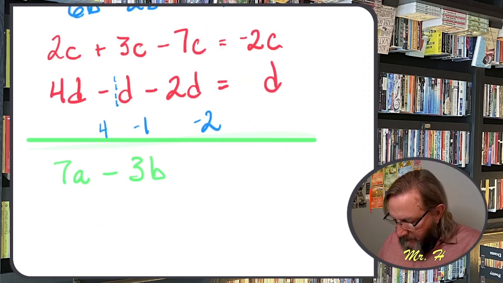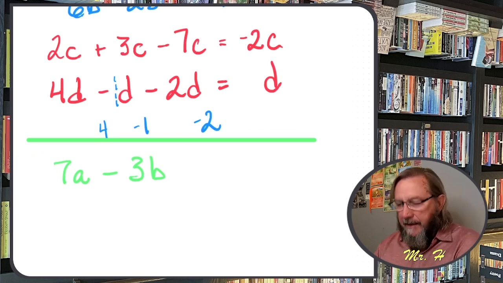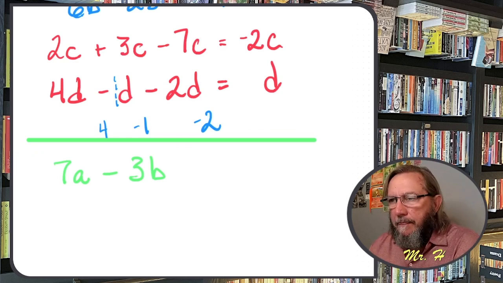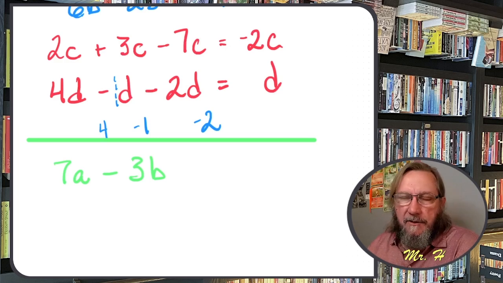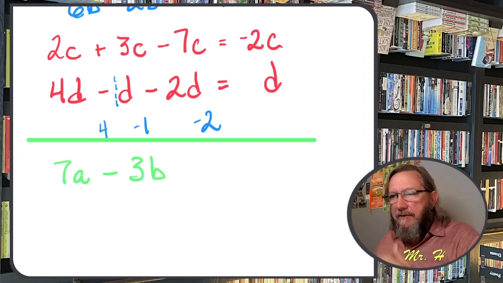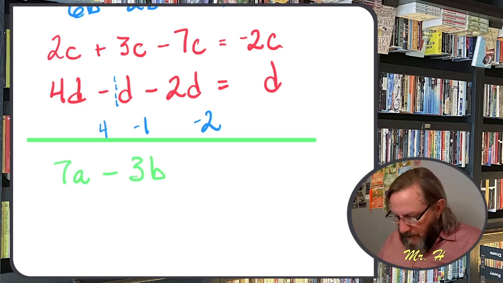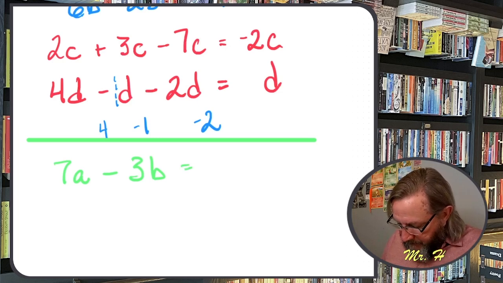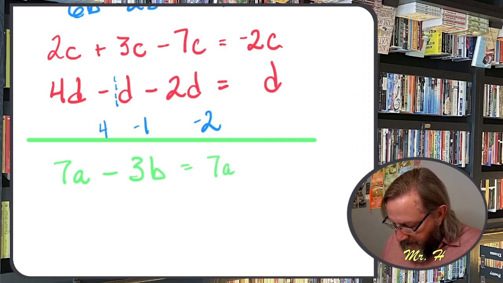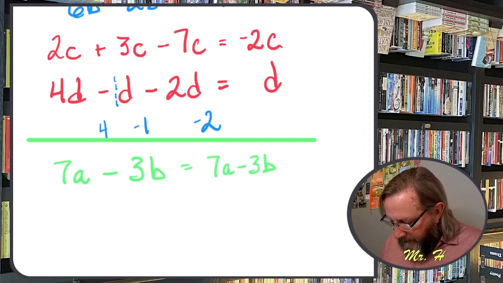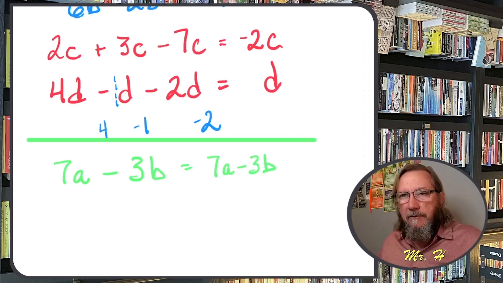What about this one here? 7a minus 3b. Hopefully you've recognized that those are not like terms. A and B are different. They're not the same variable. I cannot combine those things together. So 7a minus 3b, if we're instructed to combine that together, we can't do that. We simply say that that's going to be 7a minus 3b. That's the answer. That's all we can do.